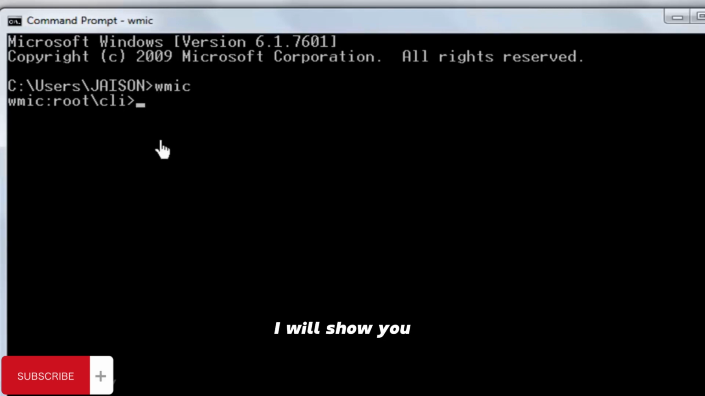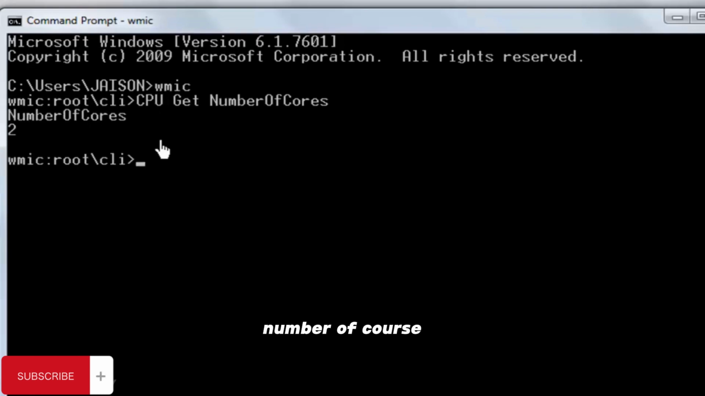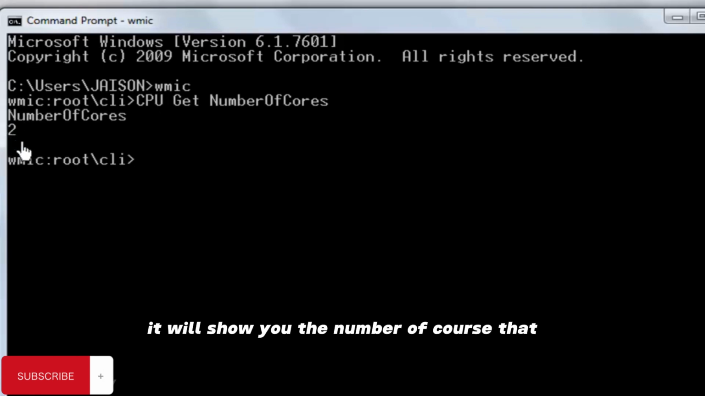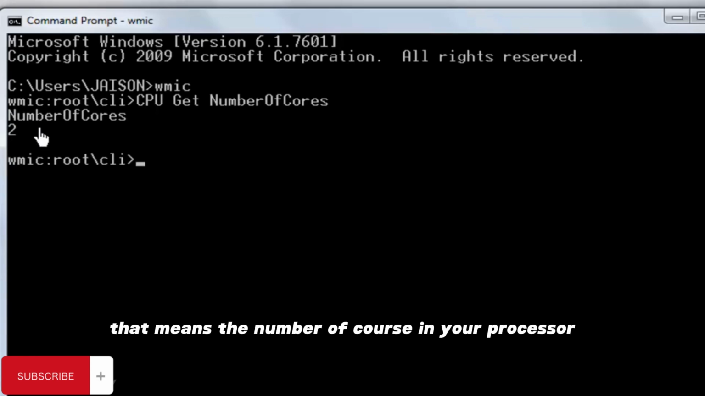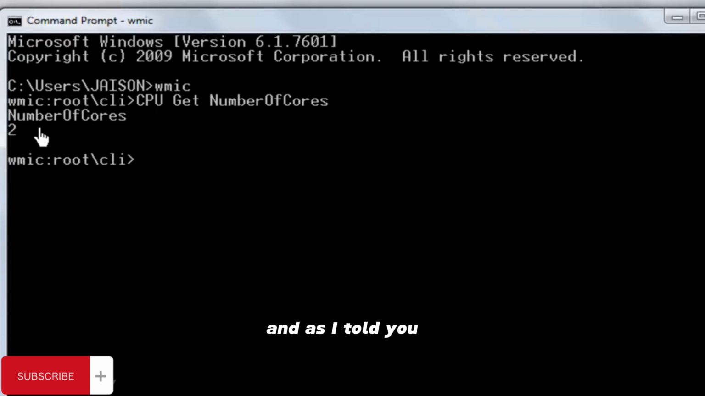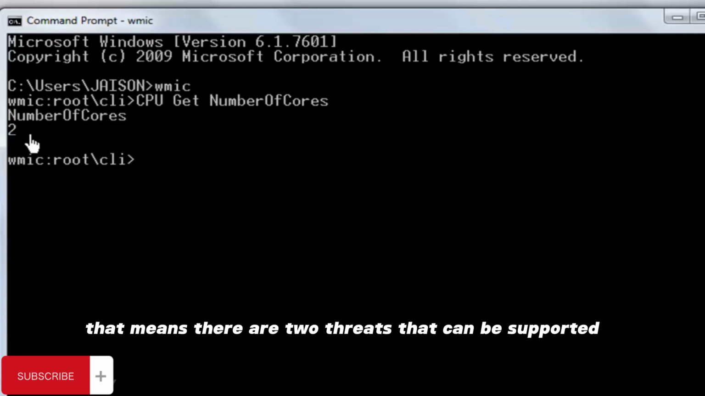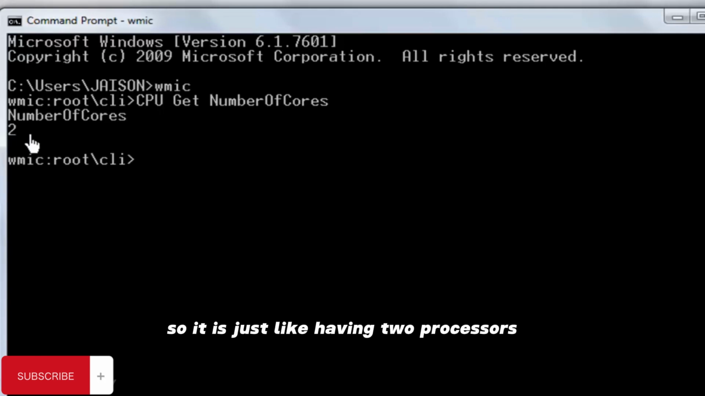So here I will show you the command which will help us know how many cores we have in our system. There is a command called CPU get NumberOfCores. If you type this command, it will show you the number of cores that you have in your processor. So we know there are different types of processors having different numbers of cores. And as I told you, if you have multiple cores, it means it is a multi-processor system. So here you see that I have 2 cores in my system. That means there are 2 threads that can be supported at the same time. So it is just like having 2 processors.